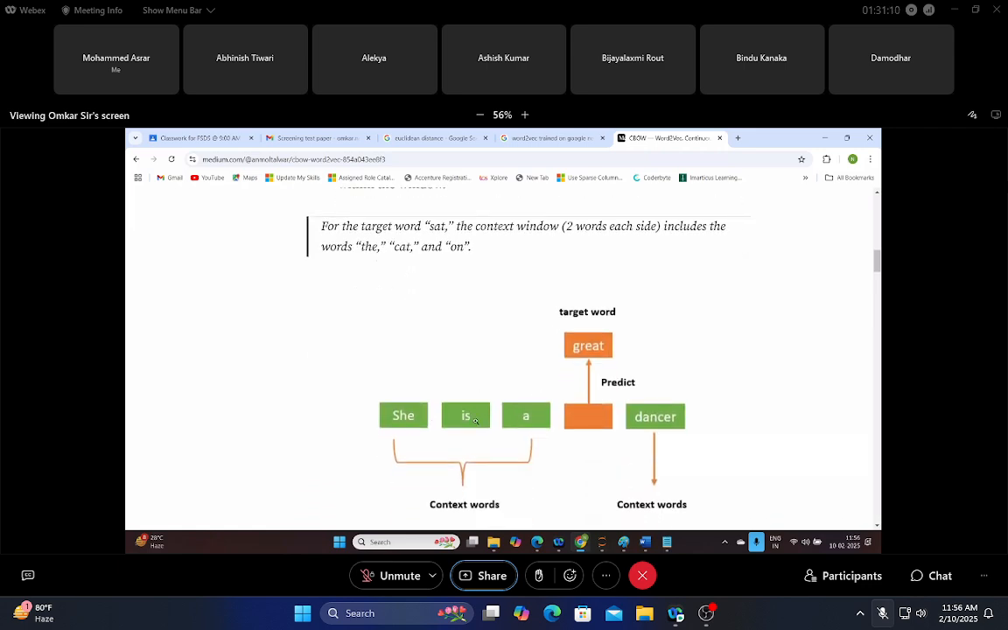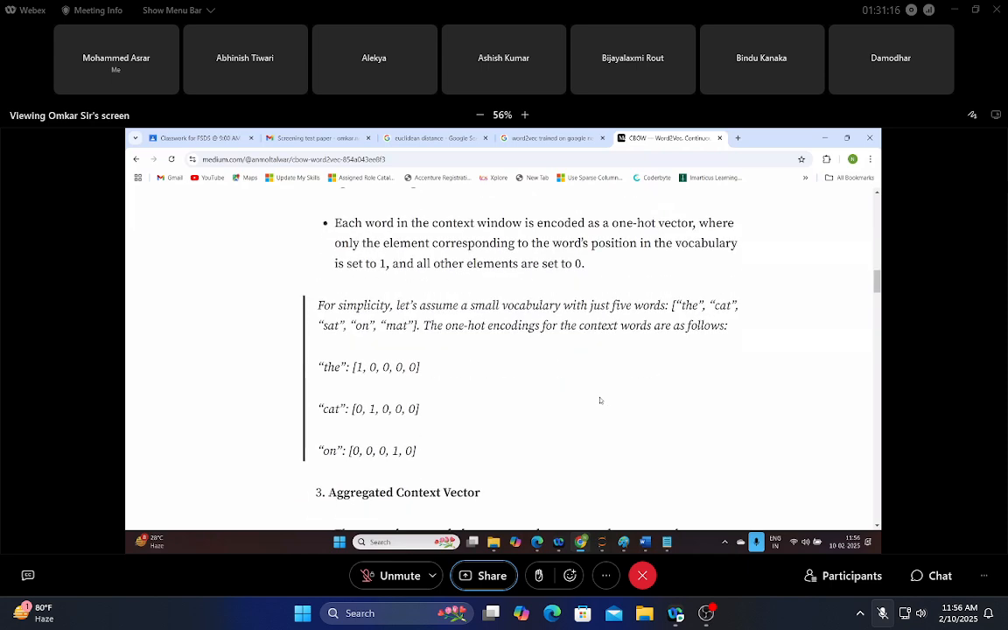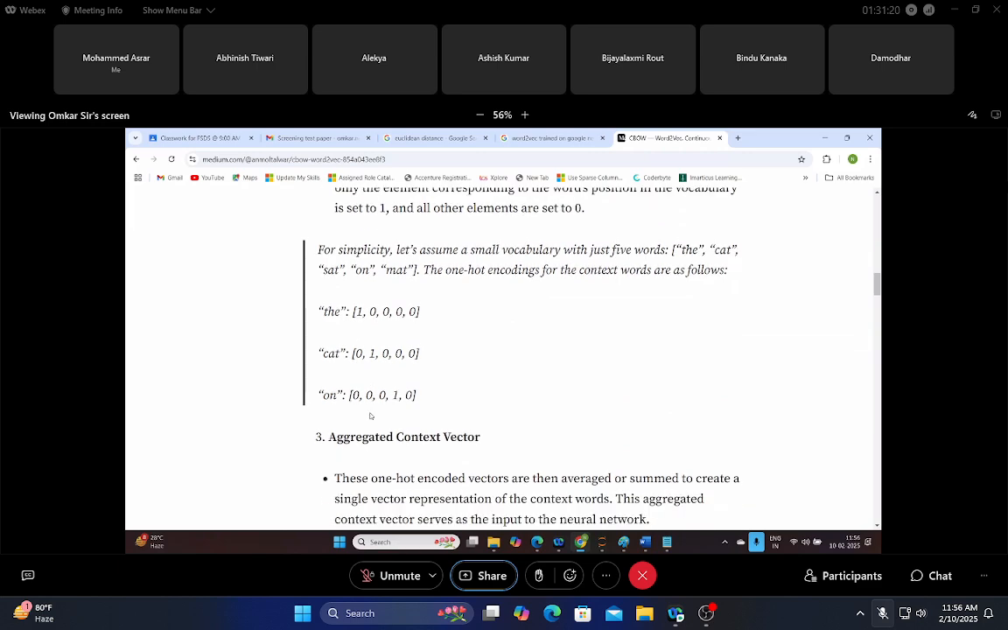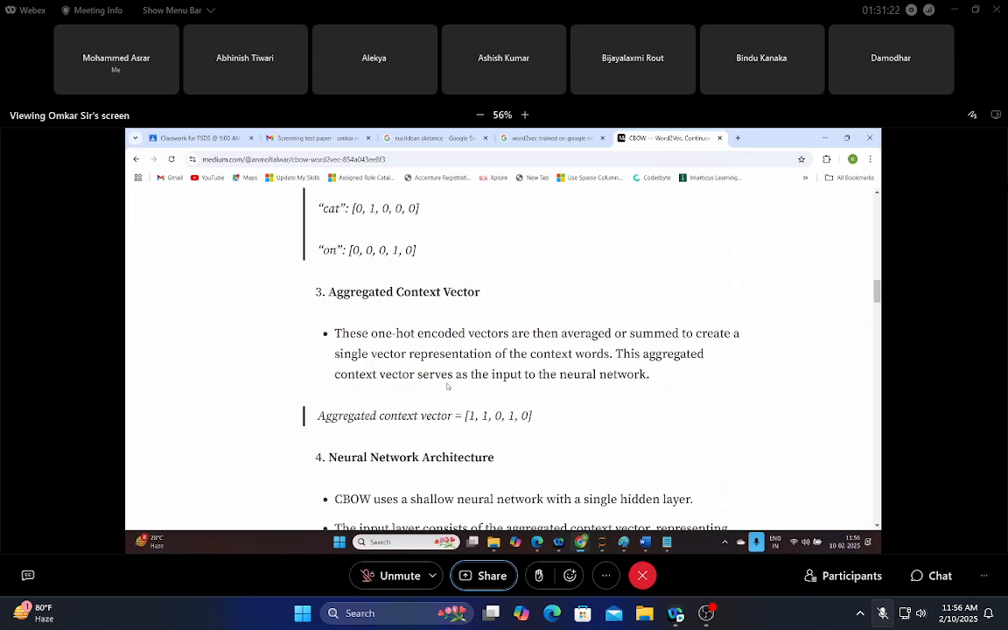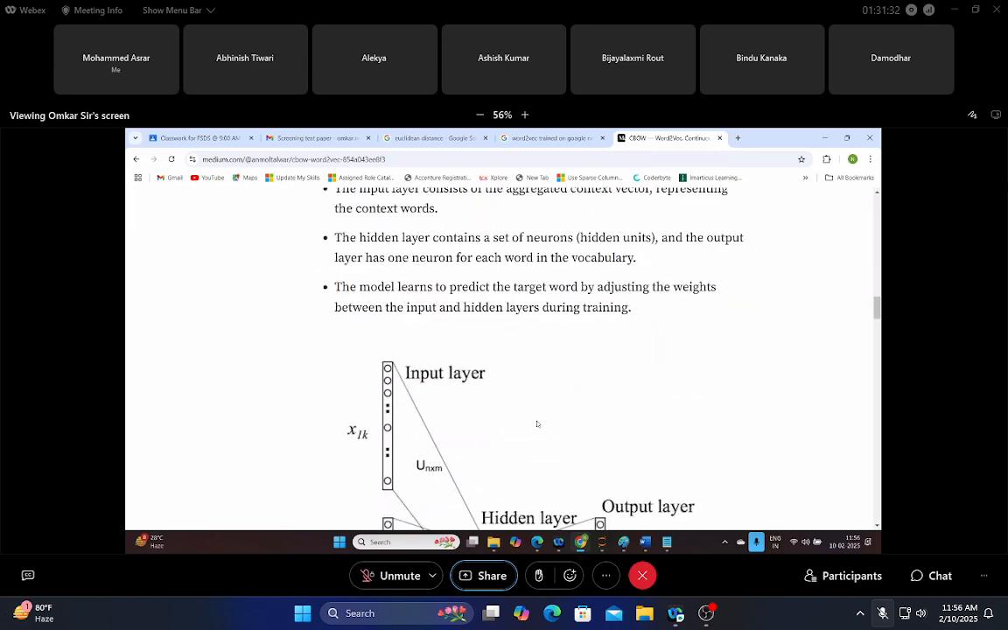Now, she is a great dancer. Context words. Input encoding. Sat, the cat, and aggregated vector. Aggregated vector means what? Sum into a single vector. Average. They are taking the average and they are getting that. Neural network. Input layer.